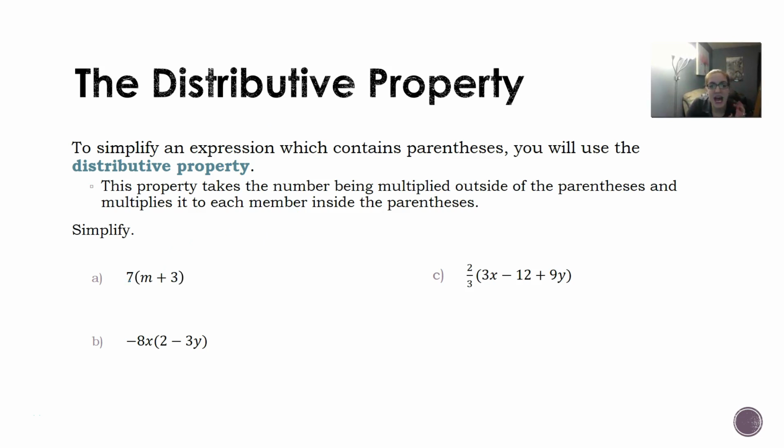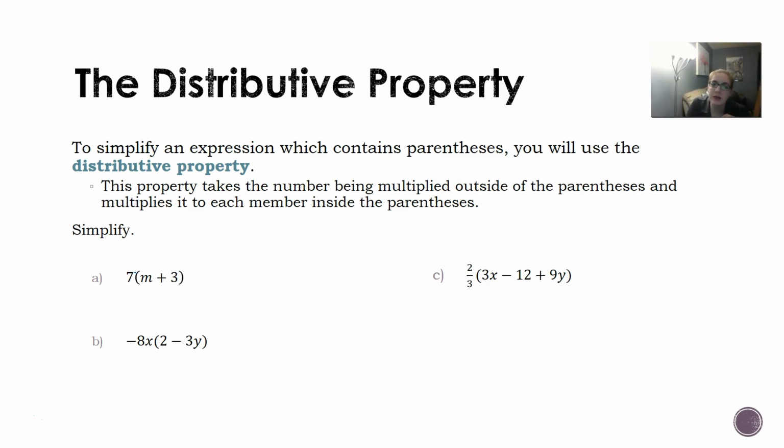So here we have 7 times the quantity m plus 3. Now normally we would look inside those parentheses and we would say, oh, I want to add these together. But there's a problem. What's the problem with adding m plus 3? Well, they're not like terms. m is a variable, 3 is a constant. We can't add those together. Can't do it. So we can't simplify that.